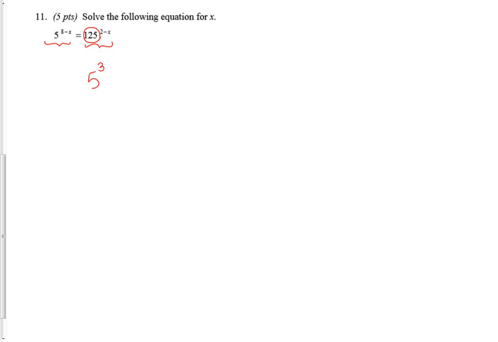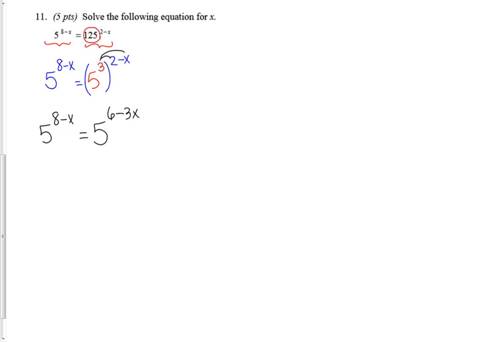So I'm going to replace my 125 with my 5 to the third power because on the left I had 5 to the 8 minus x, and now I'll have like bases. Remember, the right was also raised to the 2 minus x power. So I need to keep that as well. So now I have 5 to the 8 minus x on the left, and on the right, when I take a power to a power, I multiply exponents, and this is really 5 to the 6 minus 3x.